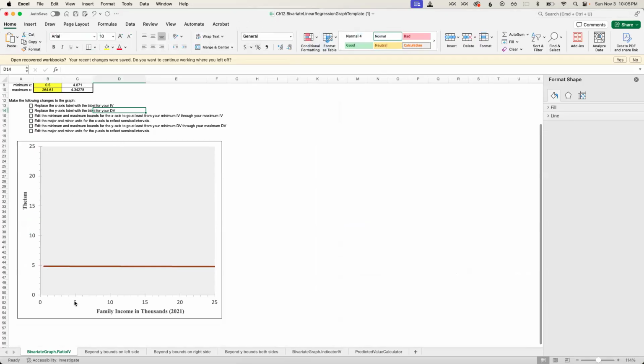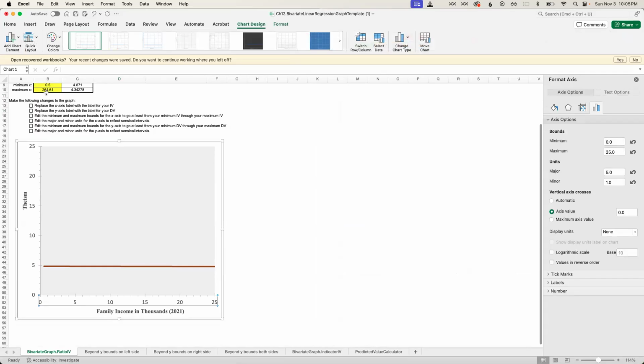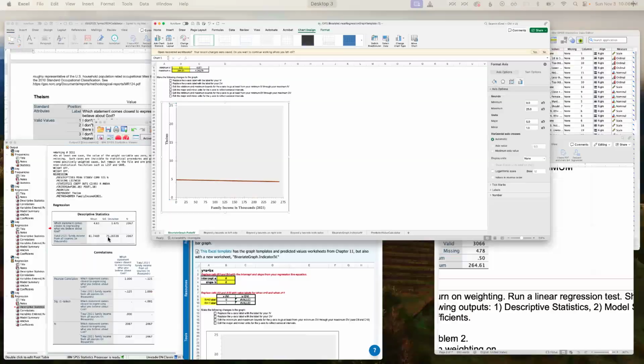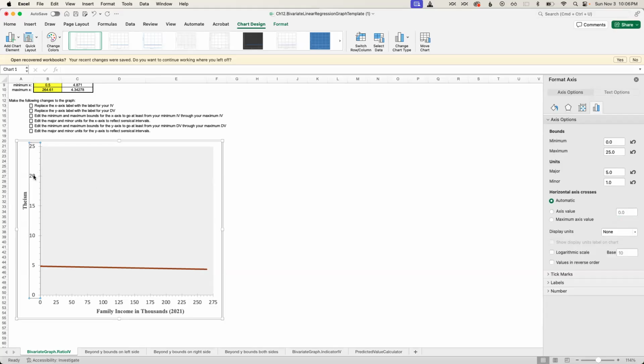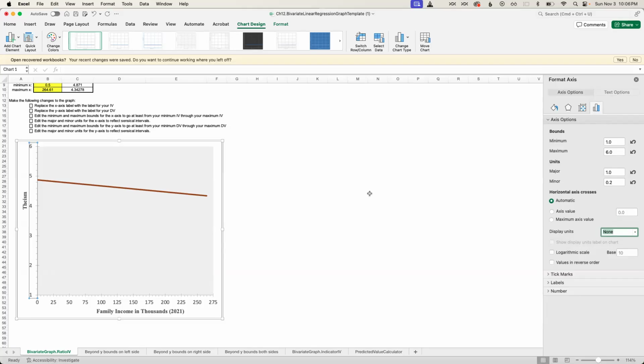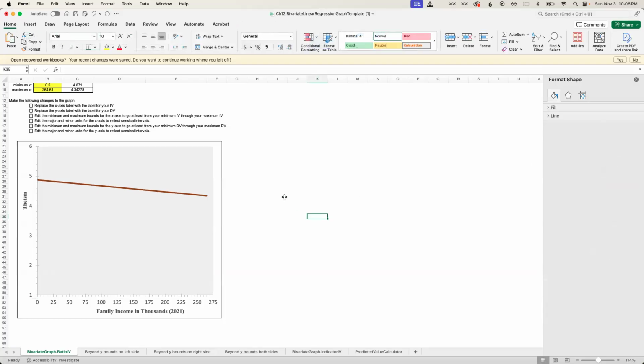I'm going to edit the minimum and maximum bounds of this. So I want it to go from 0 to at least 264. So why don't I just have it go to 275 and it can go by 25s. Okay. And then I want to edit this. So again, theism goes from 1 to 6. So I'm going to have this go from 1 to 6 and I have it go by ones. Okay. Just move this over.